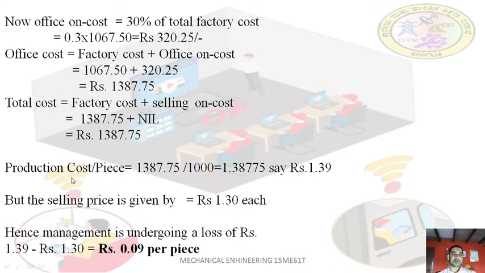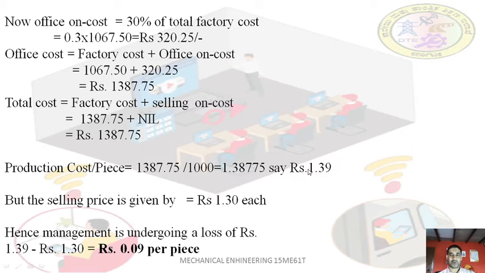So the production cost per piece now is, as I told you, all for 1000 bolts. The problem mentioned that the company is manufacturing 1000 bolts. So all this total cost is for 1000 bolts. If you want the total cost per piece, then you have to divide the total cost by 1000. So if you divide this, you will get 1.3875 rupees.